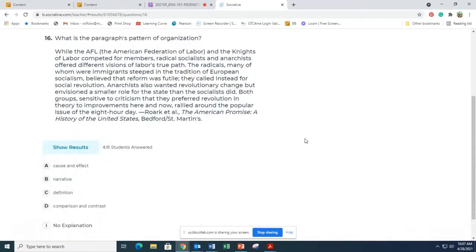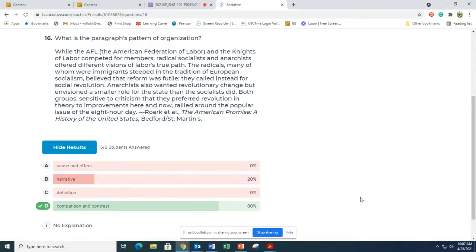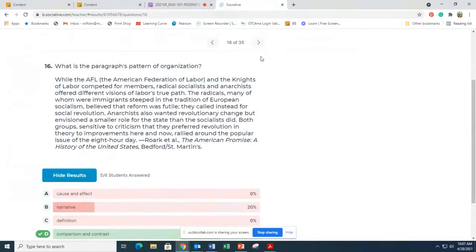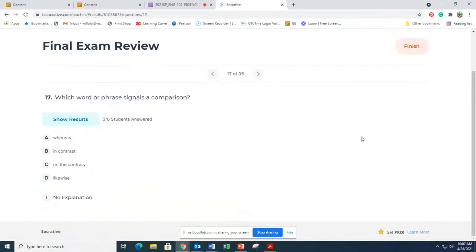So, what's going on here with this paragraph? What is the pattern of organization? Yep, it is. It's definitely not telling a story. I guess all history is a story, but it's not a personal narrative of someone's personal experience. It is pretty clearly comparing two political groups and their ideologies and how they approach them, but also what they have in common. They both were stoked on the idea of an 8-hour workday, which seems totally normal and standard to us, but it was not the case until it was fought for pretty hard.